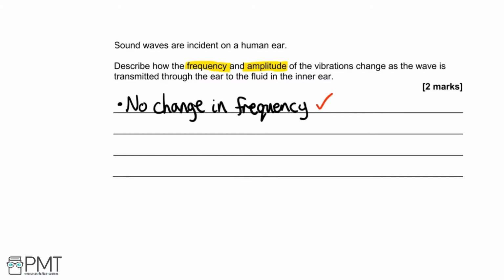Remember, we don't need to explain why the frequency doesn't change, it's just a describe question. So your 2nd mark is going to be to talk about the amplitude. Now, again, we could explain this in terms of other physics, namely simple harmonic motion and how oscillations behave. The oscillations are being damped all the way through the ear, which means that the amplitude is going to decrease. The damping is going to remove energy from the system, but you don't need to go into that much detail. You just need to say that the amplitude is reduced as the vibrations travel through the ear. And that's going to be your 2nd mark.